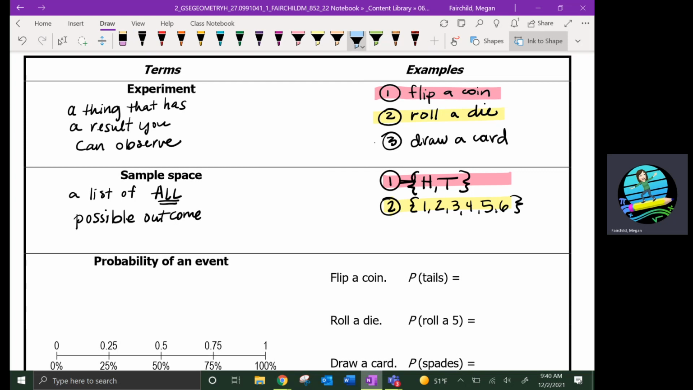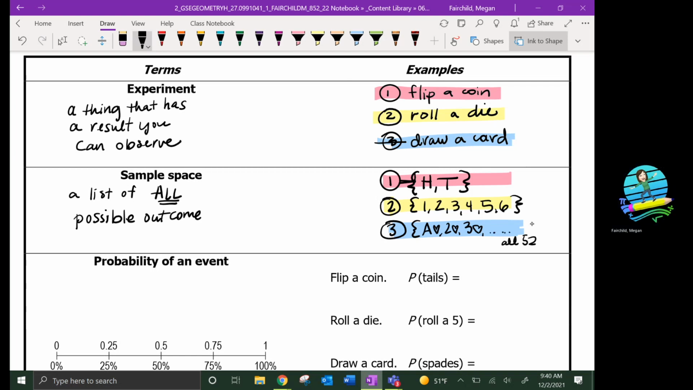And the last one is drawing a card. Let's say a 5 of diamonds, like the video. We're not going to write all these, but the sample space for drawing one specific card, you would list all the cards. So you would say ace of hearts, 2 of hearts, 3 of hearts, and so on, until you listed all 52 of them. Are we going to have to do that? No, we're not. It's a waste of time. But just so you understand, that's what the sample space would be.